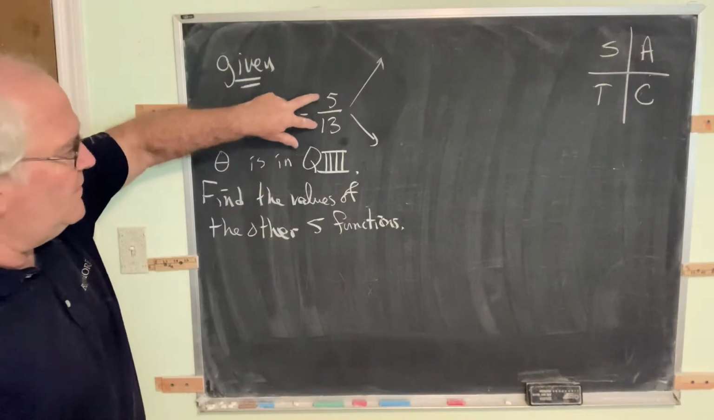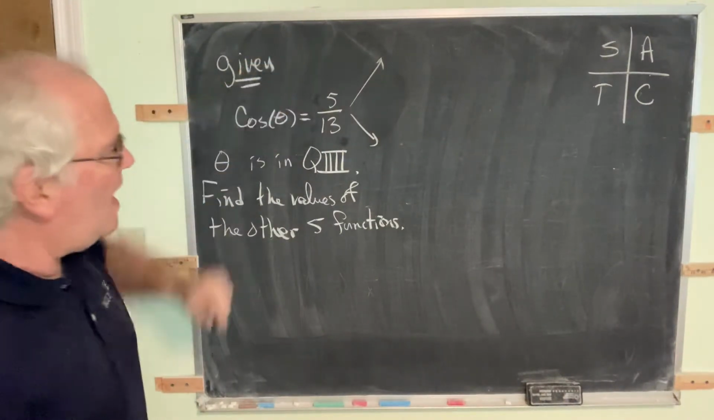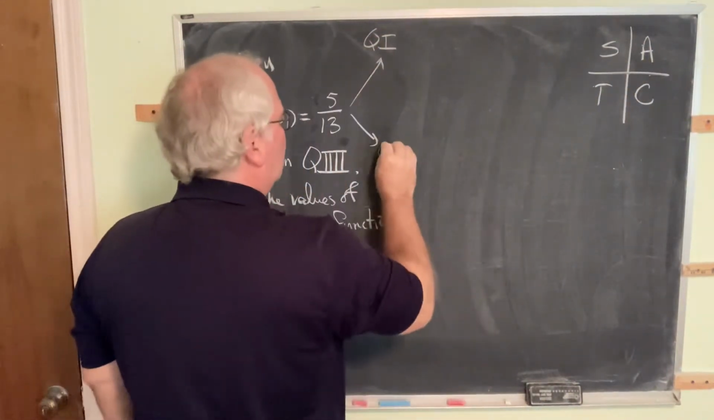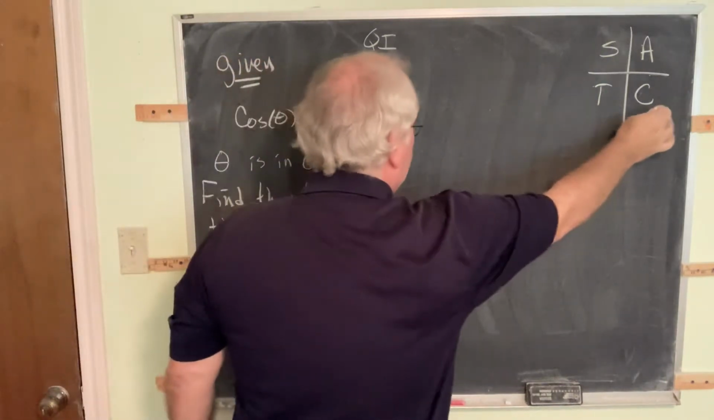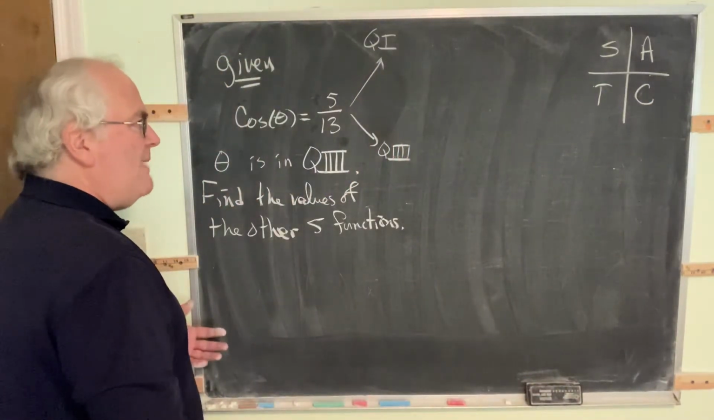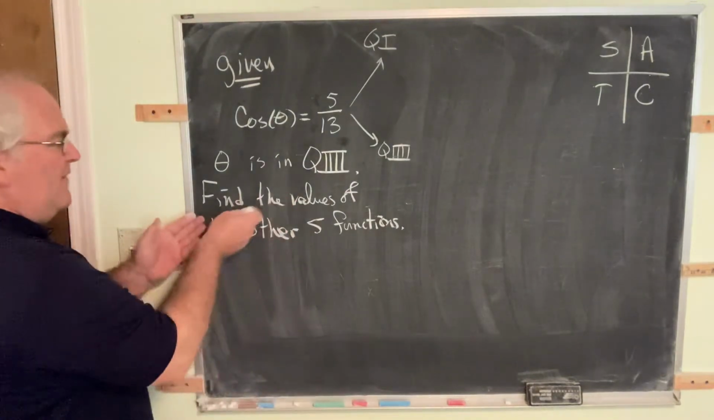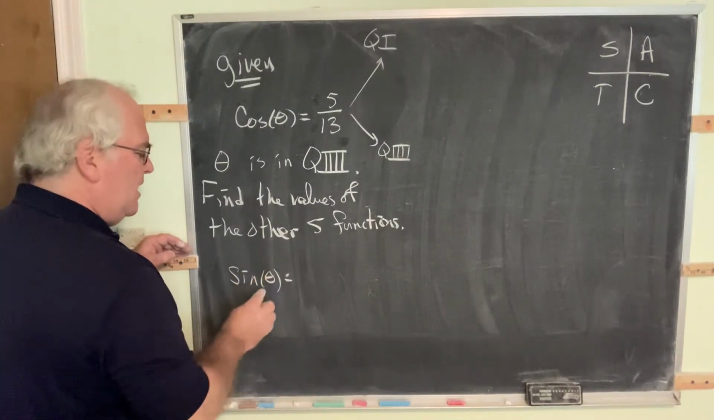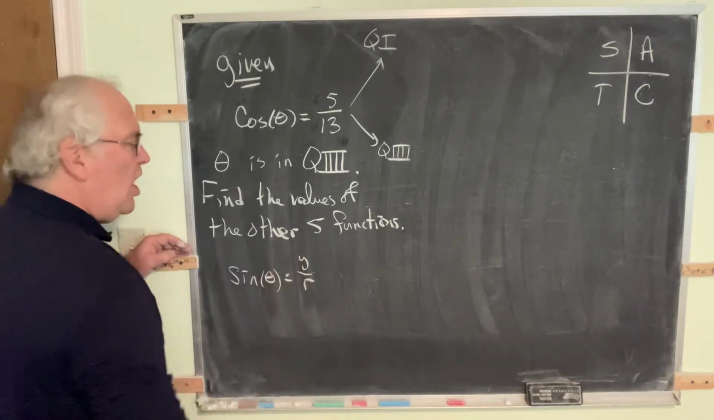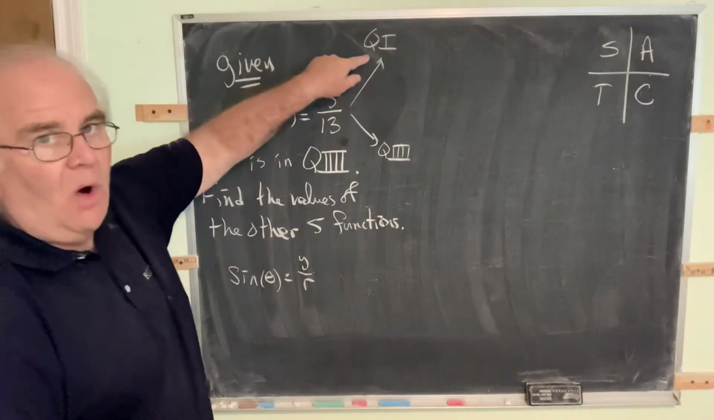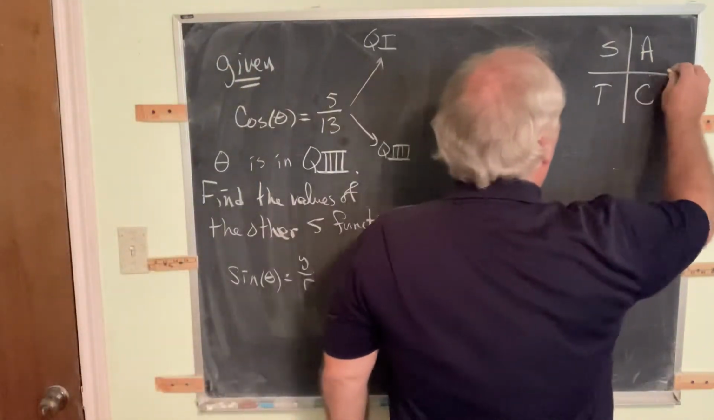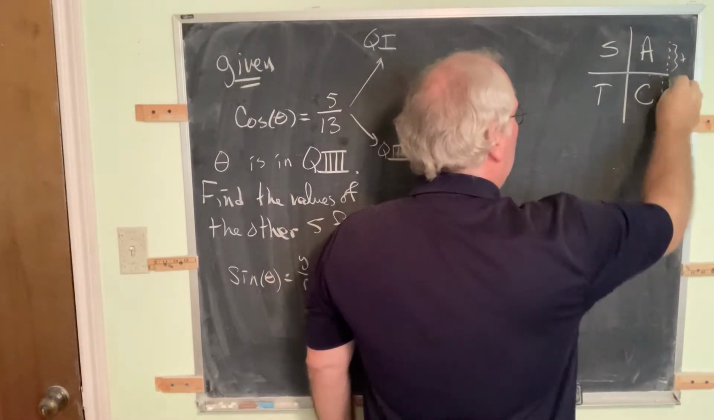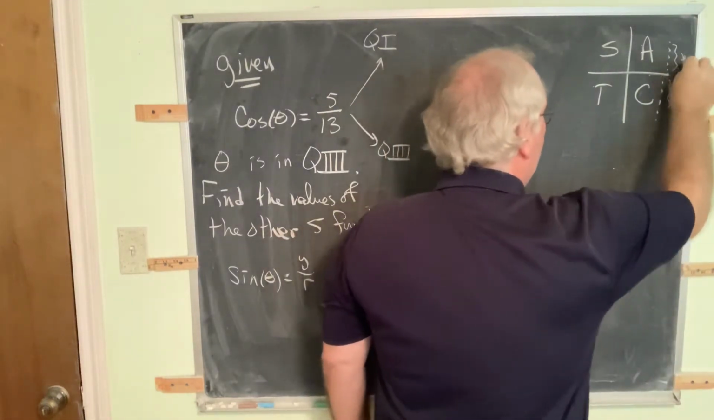Cosine is positive. So one possibility is we might be in quadrant 1, because everything's positive there. Another possibility is we might be in quadrant 4, because cosine is positive there. You think, well, what does that matter? Because when we find the values of the other functions, in particular sine of theta, we know sine of theta is y over r. If we are in quadrant 1, the y value is positive. But if we are in quadrant 4, the y value is negative. Here it's negative, here it's positive.